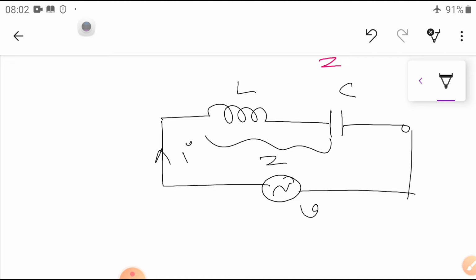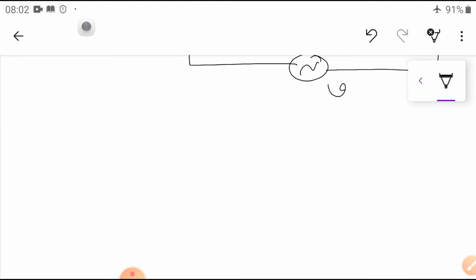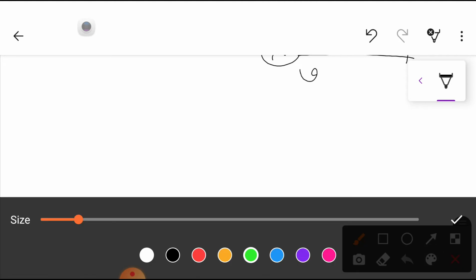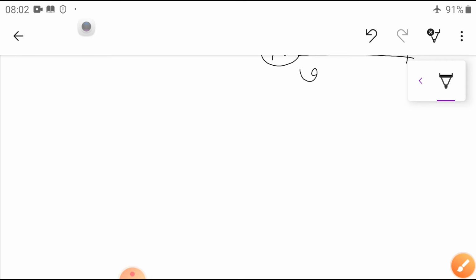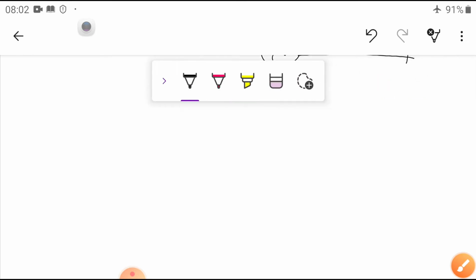Now let us draw one more: let us connect all three in series. What will happen? Let us do a similar procedure.